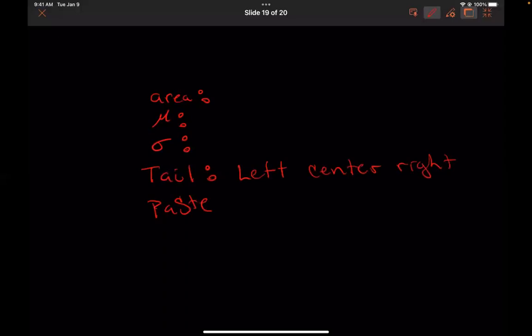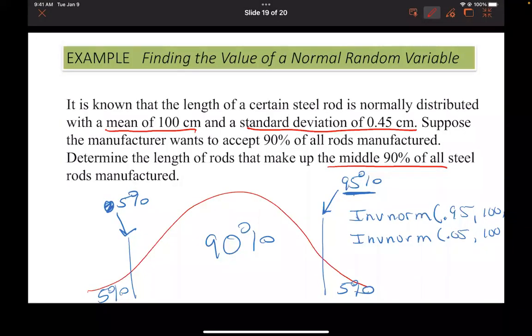Some people do not have this. Yeah, I don't have that. Okay. If you don't have that, then you need to do both of these calculations. Sorry, I went off the side of the screen. This is 0.45 down here. So if you don't have the left, center, right, you'll just have to do both of these calculations. When it asks us to determine the length of the rods that make up the middle, then we do both of those calculations.